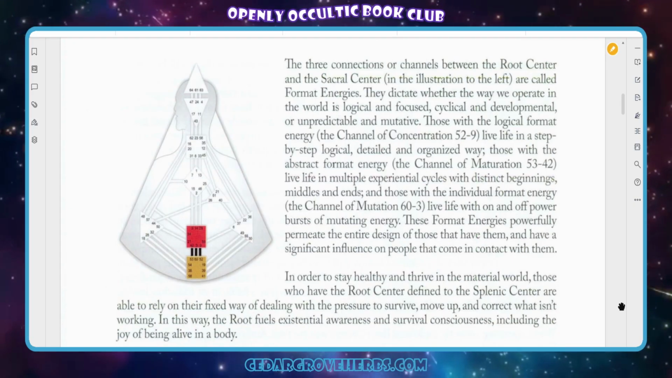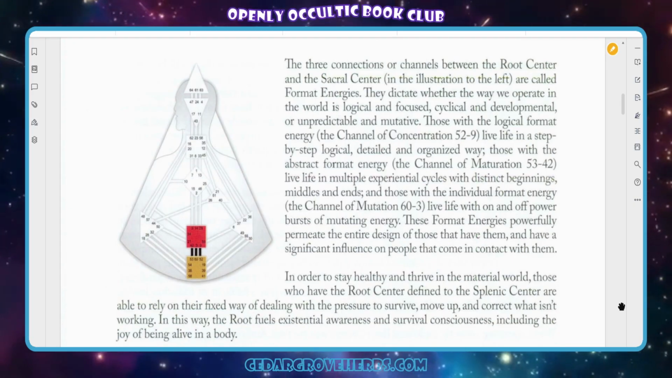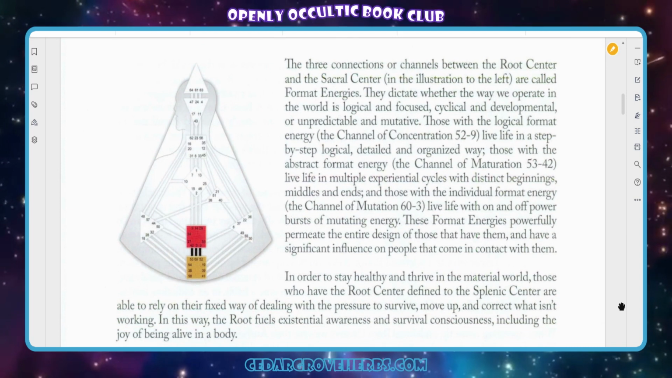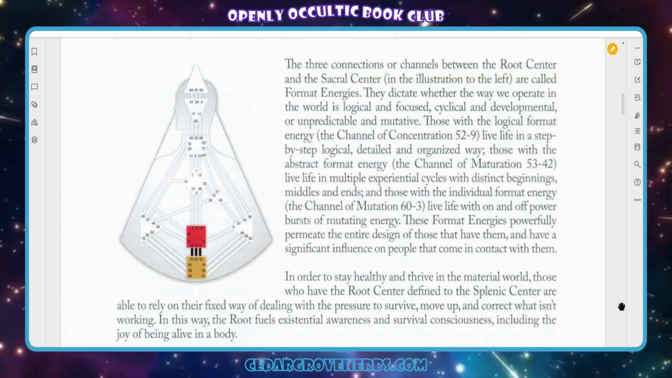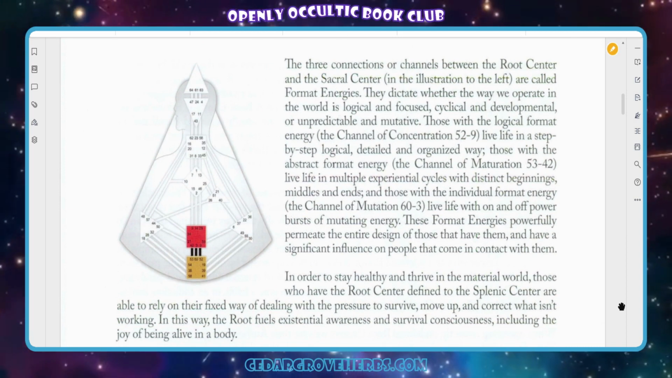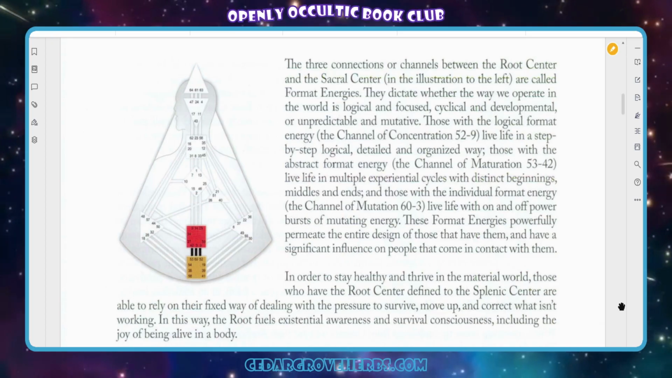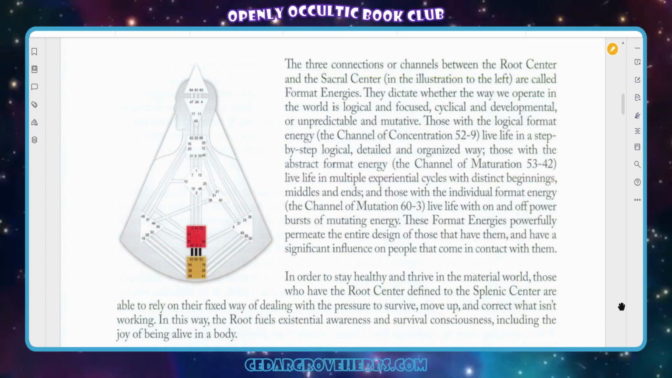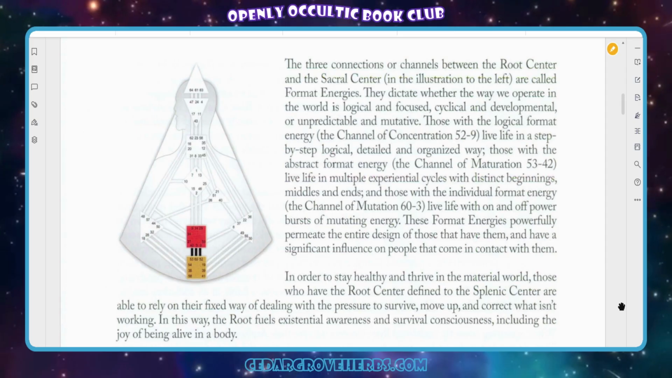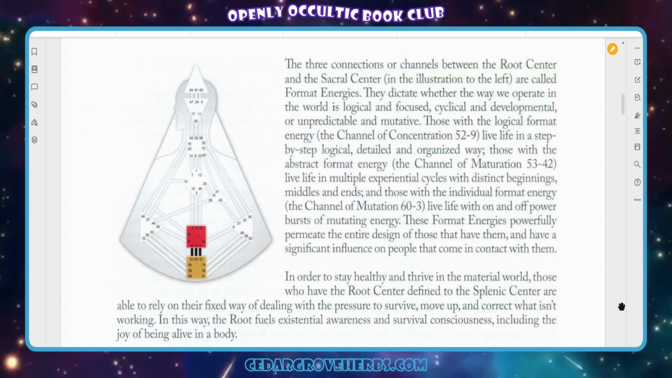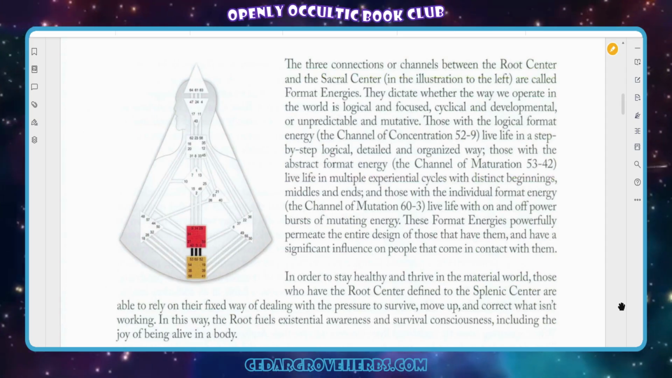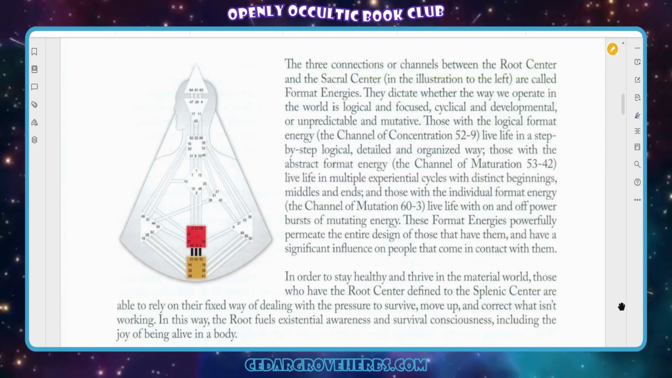The sacral is right above the root center. The spleen is to the left of it. The solar plexus is over here to the right. So any energy coming from the root has to go through these channels to either the spleen, the sacral going upward, or over here to the right through the solar plexus.